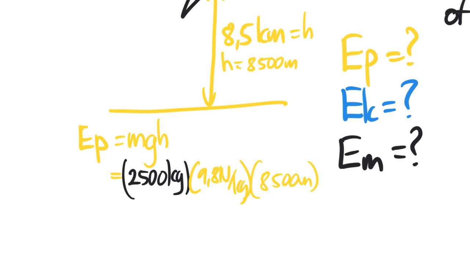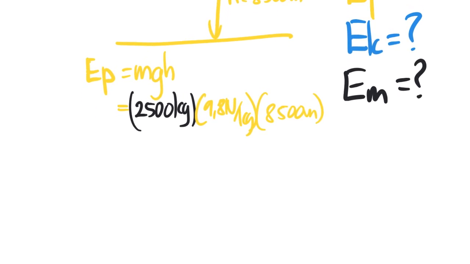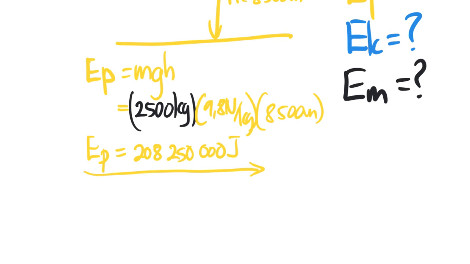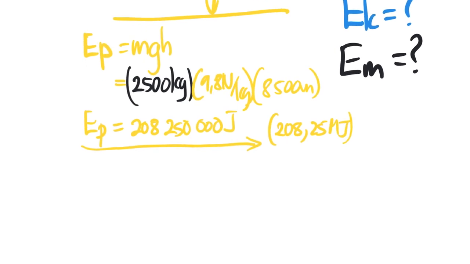So now, using our calculator, we work out that the potential energy is going to be 208,250,000 joules. That's a huge amount of energy because of its position above the Earth's gravitational field. Dividing by 1,000,000, that would be 208.25 megajoules. Let's now look at the kinetic energy.